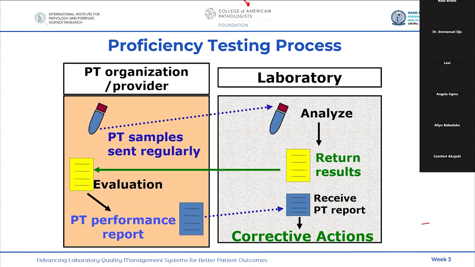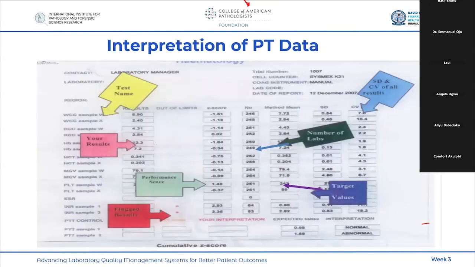So that's essentially what the PT process looks like. Let's look at some in-country data. I have a slide also that talks about interpretation. This is an example of the report that is generated by the PT provider. The name of the test will be there, and the results submitted by the laboratory.